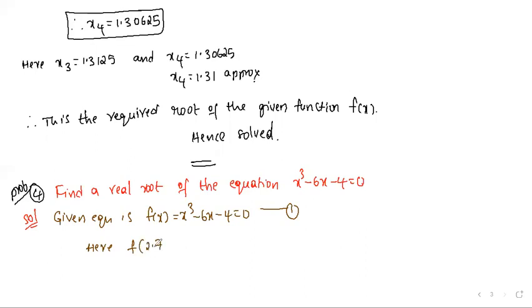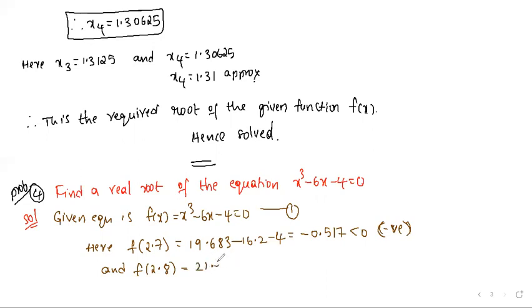Here f of 2.7 డైరెక్ట్గా నేను 2.7 పెట్టేసుకుంటున్నాను. దట్ ఈజ్ ఈక్వల్ టు 19.683 minus 16.2 minus 4 is equal to negative 0.517 అంటే నెగిటివ్ వాల్యూ. నాకు వాల్యూలు తెలుసు కాబట్టి ఆల్రెడీ నేను ప్రూవ్ చేసుకున్నాను కాబట్టి నేను డైరెక్ట్గా పెట్టేశాను. మీరు x is equal to 0 పెట్టుకోండి, x is equal to 1, 2, 3 అలా పెట్టుకున్నా పర్వాలేదు. ఓకేనా? రైట్. అండ్ f of 2.8 that is equal to 21.952 minus 16.8 minus 4 that is equal to 1.152. This is greater than 0, negative and positive.